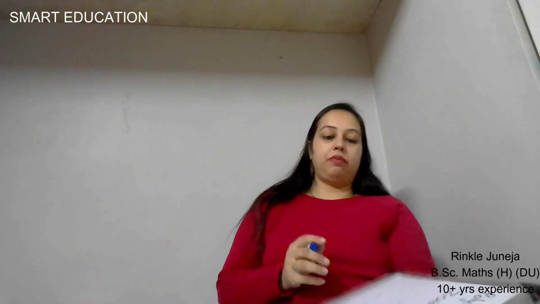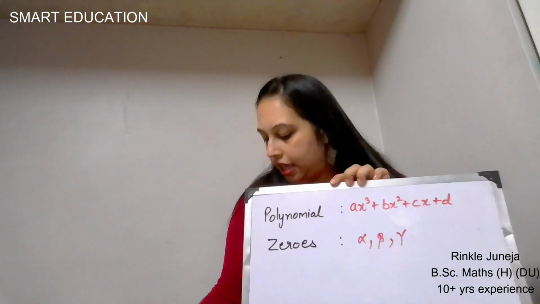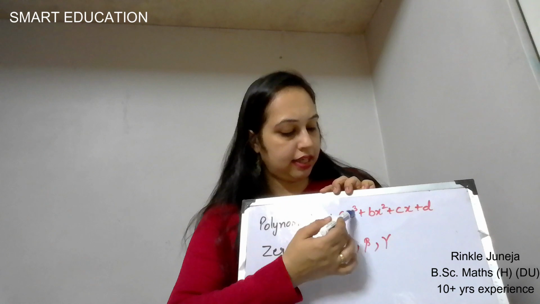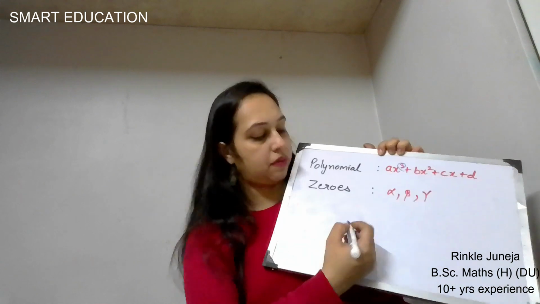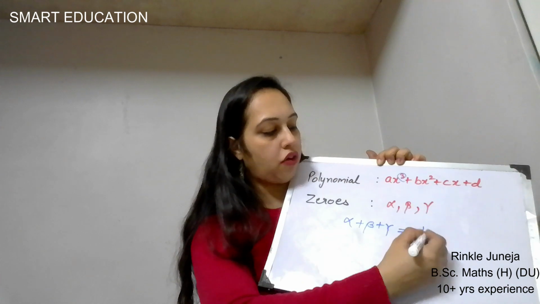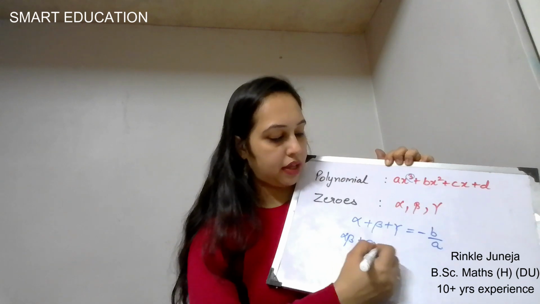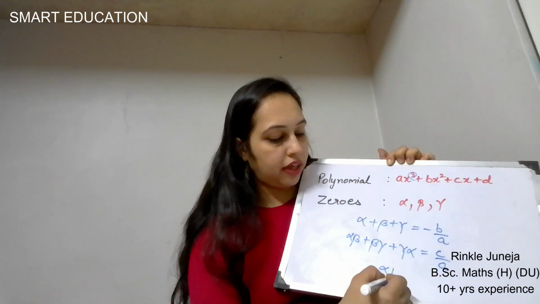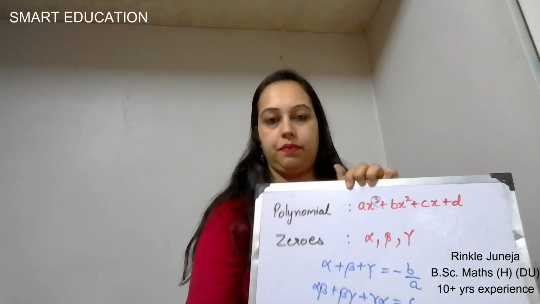Now let's see the same relationship for a cubic polynomial. Suppose the cubic polynomial is ax cube plus bx square plus cx plus d. Since the degree is 3, so there will be three zeros. Let's name them alpha, beta, and gamma. So the relationship states that alpha plus beta plus gamma will be equal to minus of b by a. Then alpha beta plus beta gamma plus gamma alpha is equals to c by a, and alpha into beta into gamma is equals to minus d by a.